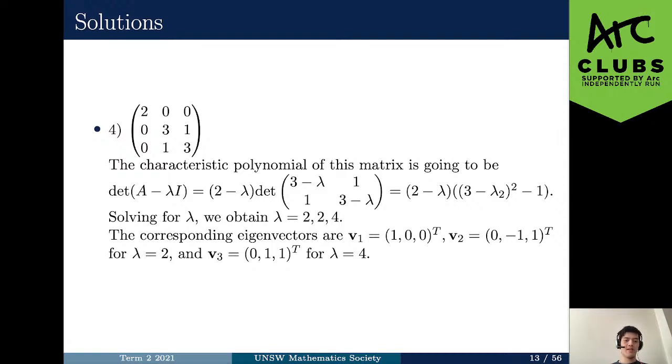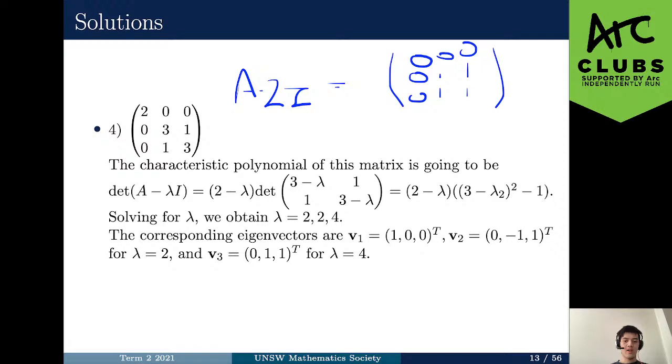I'll do A minus 2I and find the eigenvectors associated with it. So let me just write that out. A minus 2I, we have 1, 1, 1, 1, and everything else is 0, 0, 0, 0. Okay. And we just need to determine eigenvectors for this.